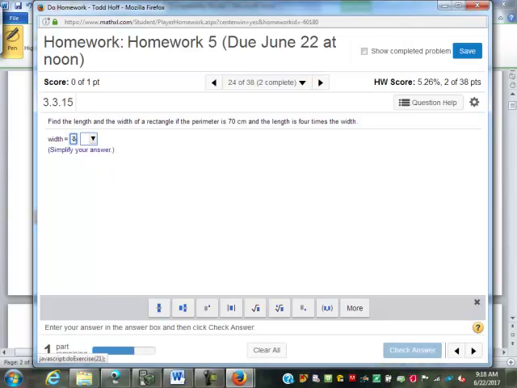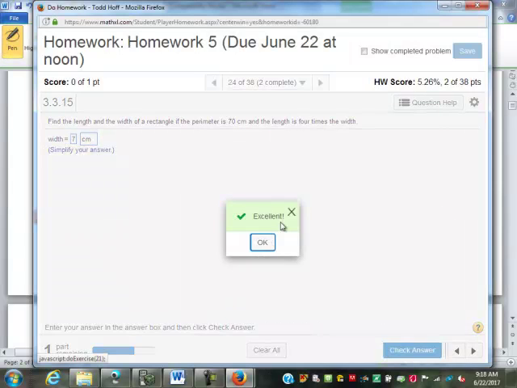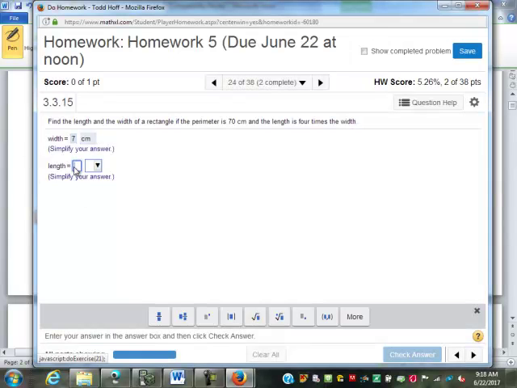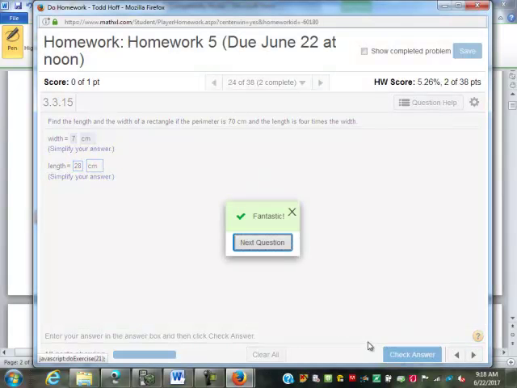So the width was 7. You do have to put in the units. It's a length, so it's just going to be centimeters. Then you got to do the length, which is the 28. That is also centimeters. And there we are.